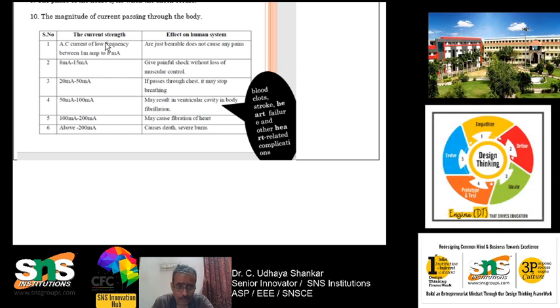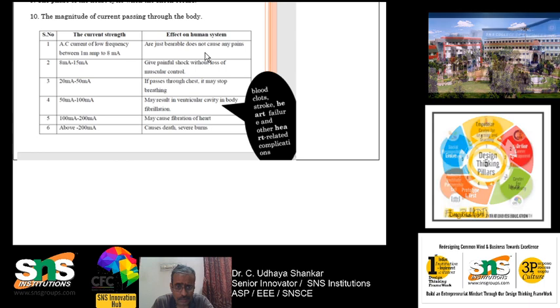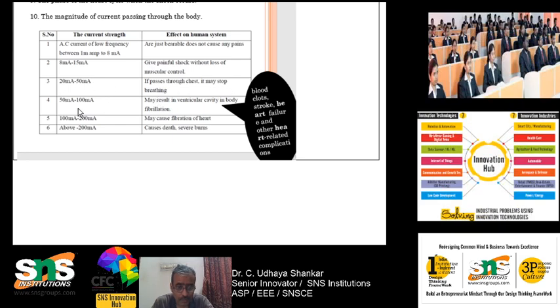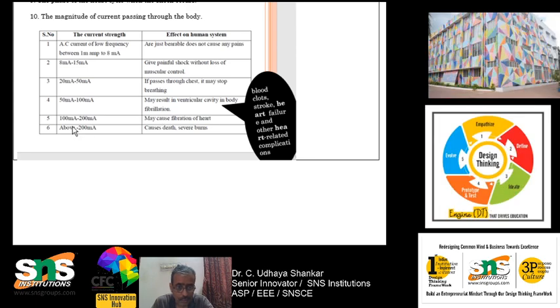So the current strength, for example, if it is AC of low frequency of 1 milliamp, is just bearable and does not cause any pain. So 8 milliamps to 15 milliamps, as we have already discussed, gives a painful shock, and similarly when 20 milliamps to 50 milliamps passes through, it may stop the breathing. 50 milliamps to 100 milliamps may result in ventricular fibrillation. 100 milliamps to 200 milliamps may cause fibrillation of the heart, that is, the heart may not function.